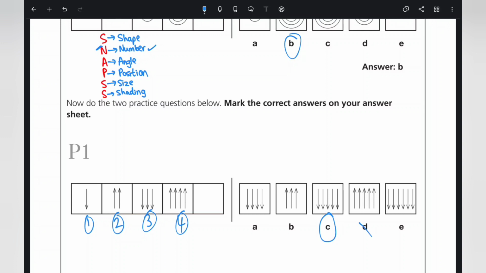It cannot be D, cannot be B, cannot be A. It cannot be E because there is 1, 2, 3, 4, 5, 6. There is 6 arrows. We're not looking for 6 arrows, we're looking for 5.